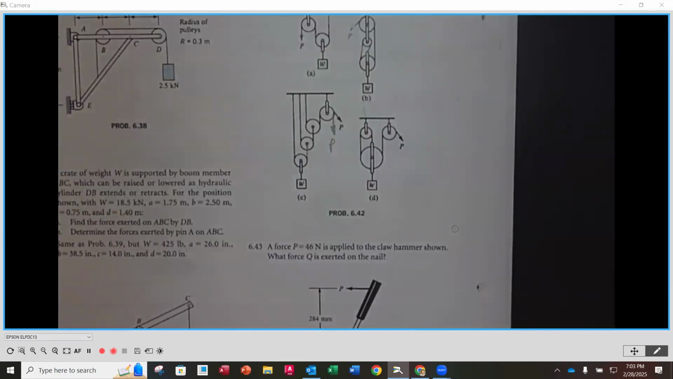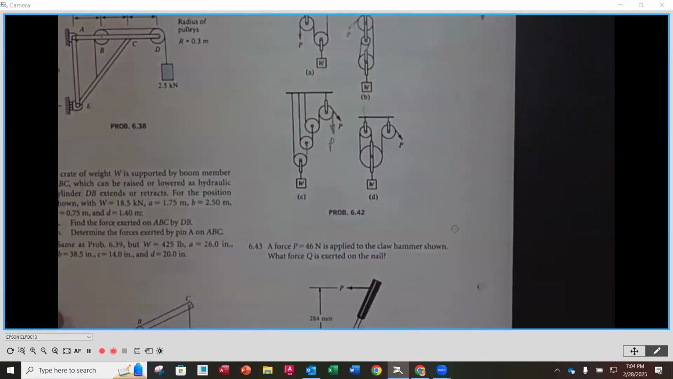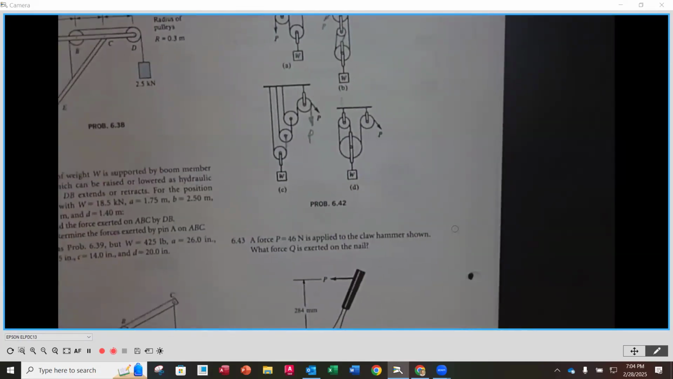Okay. Here again, if you need any help with these, there are some videos that help you set these up. Okay. And then also you can ask in class as well when we look at these. So that's your pulley problem for the homework.